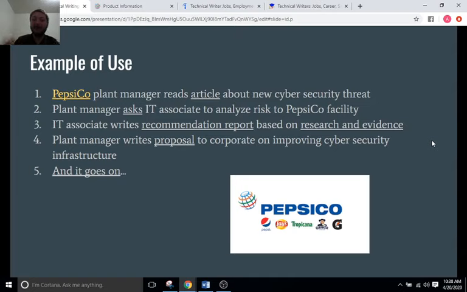So that email is definitely going to have some technical writing elements in it, right? Step 3, that IT associate for PepsiCo has to write a recommendation report back to his plant manager that is based on the research and evidence that he gathered from his sources, and whether that was analyzing the PepsiCo facility to look at their current cybersecurity measures to see if they were adequate enough in defending against this threat, or he had to consult some kind of literature.